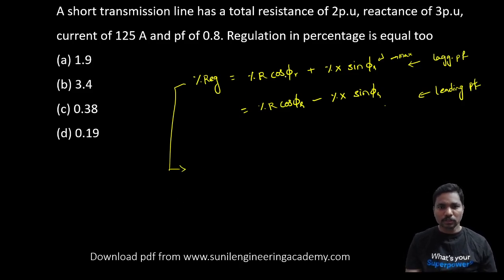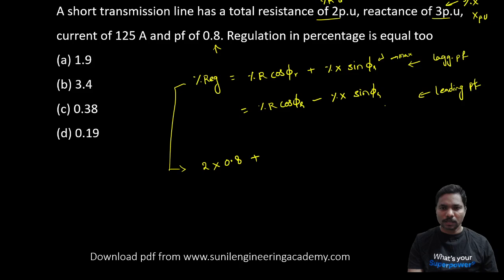So substitute the values. Percentage R, so resistance percentage R per unit, both are the same. 2 per unit, cos phi is 0.8 given, plus percentage X. Reactance is nothing but percentage X or X per unit. Plus percentage X is 3. If cos phi is 0.8, sin phi is 0.6.